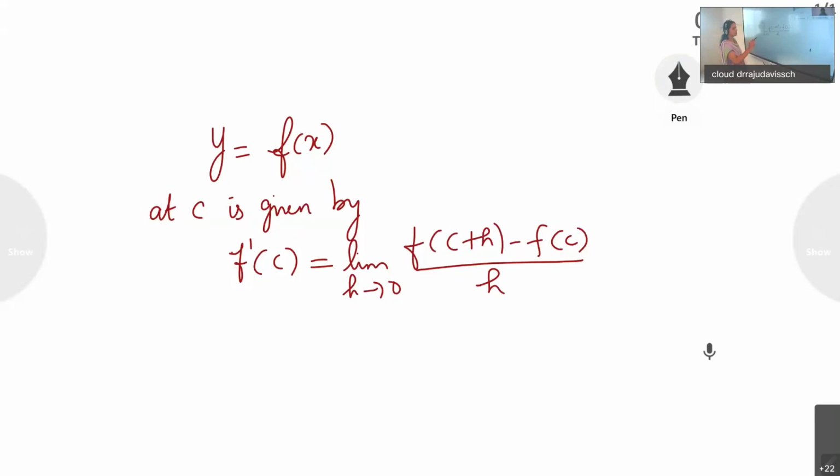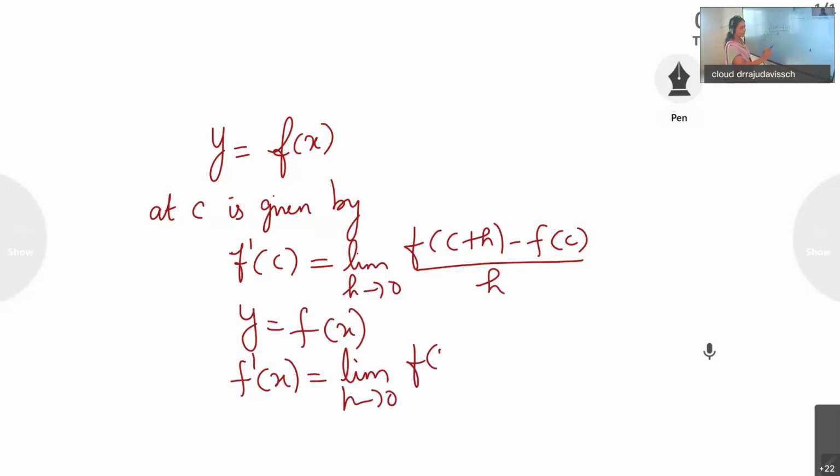So in general, suppose y is equal to f of x. Then f dash of x is equal to the limit h tending to 0 of f of x plus h minus f of x by h. Okay, so we are going to learn the next one.